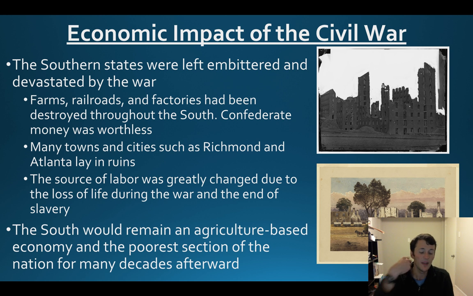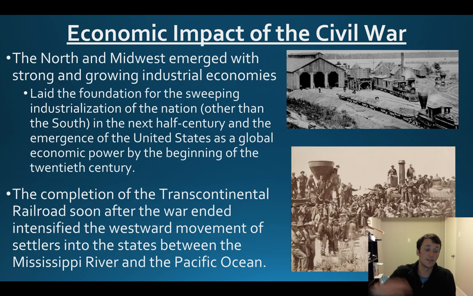And the South is going to effectively remain an agriculturally based economy, while the rest of the country moves into the Industrial Revolution, right? And you're going to have some of the poorer sections of the nation being in the South for decades afterwards, right? Whereas the North is going to emerge as an industrial powerhouse. You're going to get the railroads, the finishing of the transcontinental railroad, right? And this major industrialization in the North after we move away from wartime production.